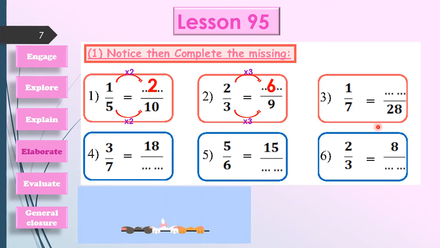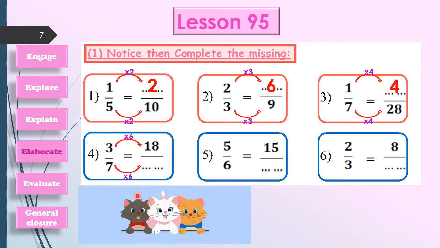Here we have, let's go and check our denominator. 7 by what equals 28? Excellent, it will be by 4. As I do down, I will do up. 1 by 4 equals 4. Here we have, let's go and check our numerator. 3 by what equals 18? It will be by 6. As I do up, I will do down. In denominator, 7 by 6 equals 42.